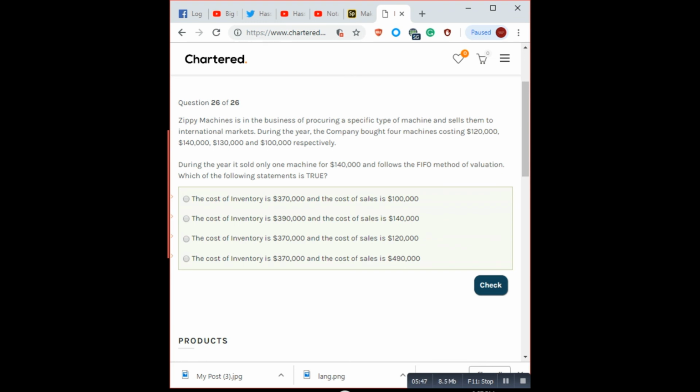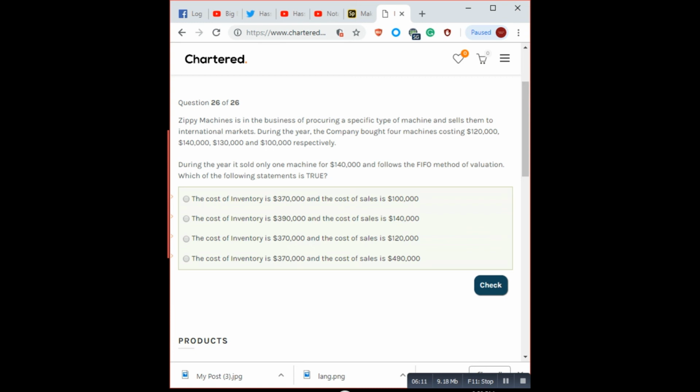Zippy Machines is in the business of procuring a specific type of machine and sells them to international markets. During the year, the company bought four machines costing 120,000, 140,000, 130,000, and 100,000 respectively. During the year, it sold only one machine for 140,000 and follows the FIFO method of valuation. Which of the following statements is true?